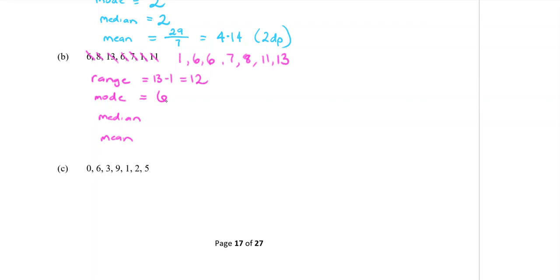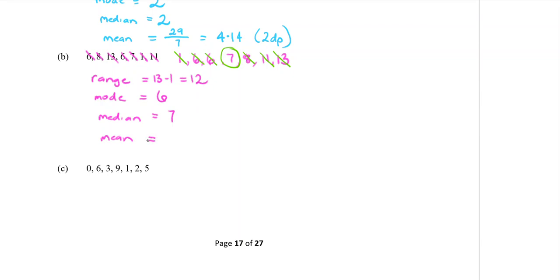Median stands for middle. So I'm going to cross off the beginning and the end, beginning and the end, beginning and the end. And there's one number that's in the middle, which is a 7. So my median is 7.